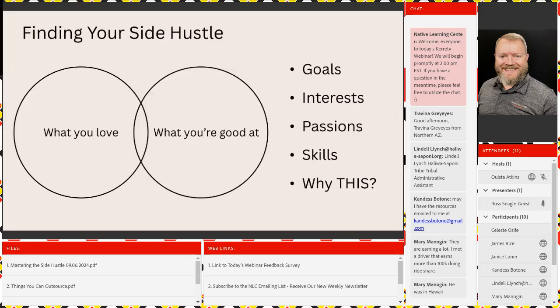The perfect side hustle is that marriage of what you love to do and what you are good at. I love to play guitar. Nobody will ever hire me to play a gig because I'm not that good at it. Okay, I've got to put my guitar away. I can play, and for my own enjoyment, I can strum a little bit, but I'm never going to make money at it. So that's not a good thing. I love to play golf, but I'm not that good at it. I'm never going to make money at it.